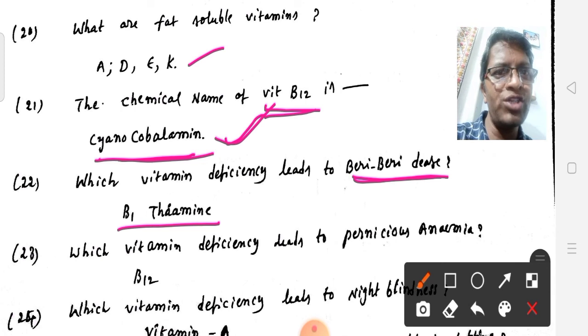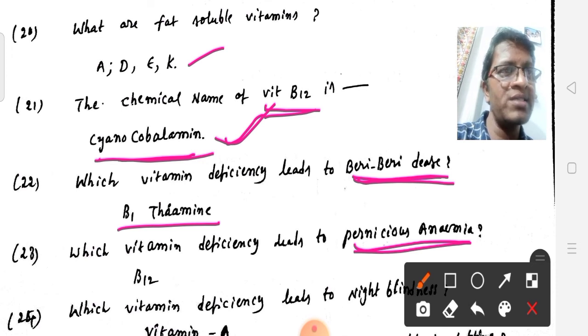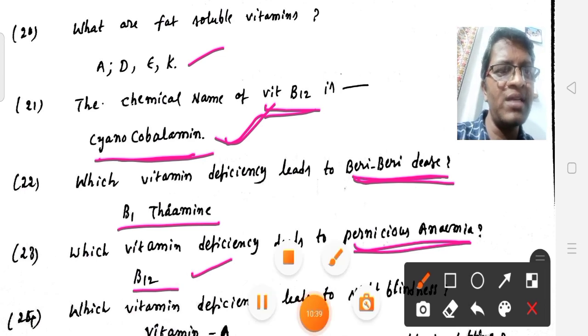Now we can go for 22 bit. Which vitamin deficiency leads to beriberi disease? B1 vitamin or thiamine deficiency leads to beriberi disease. Now we can go for 23rd bit. Which vitamin deficiency leads to pernicious anemia? B12 vitamin or cyanocobalamin deficiency leads to pernicious anemia.